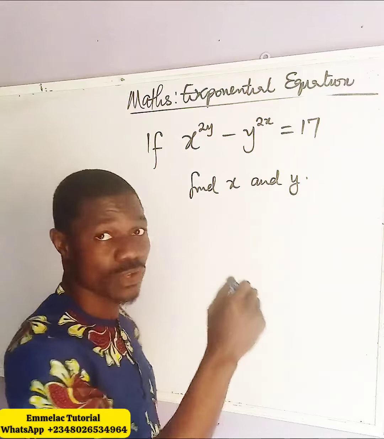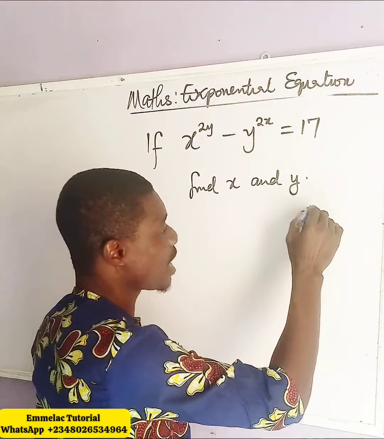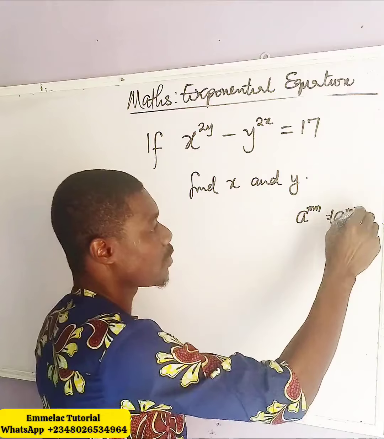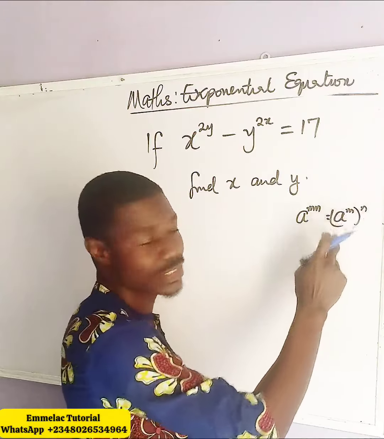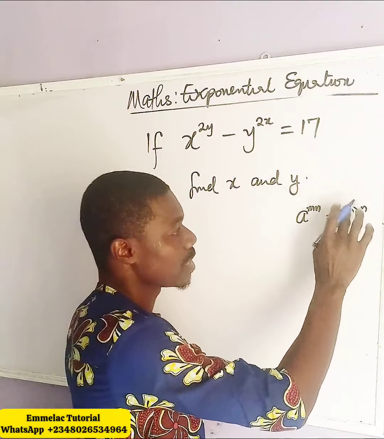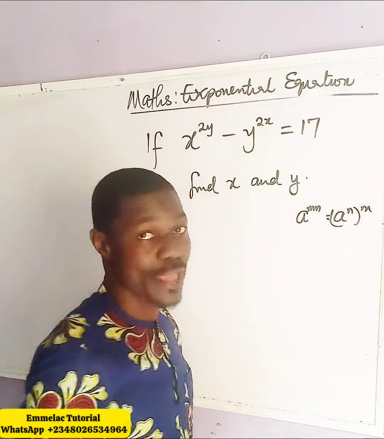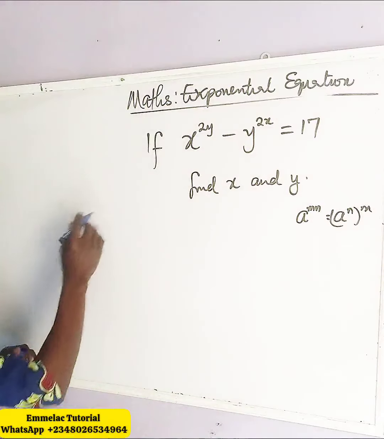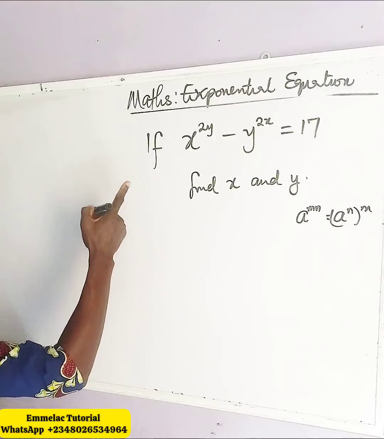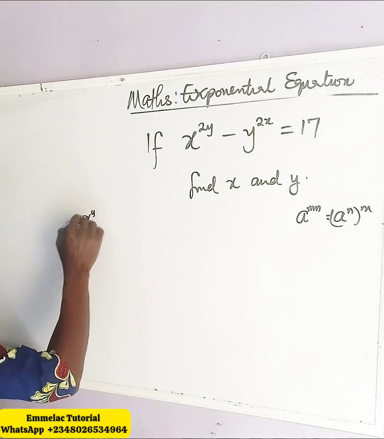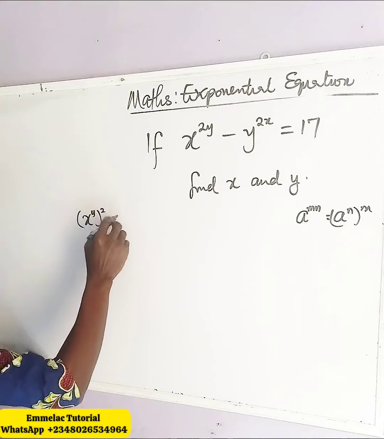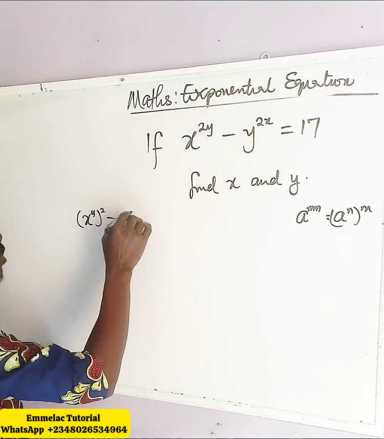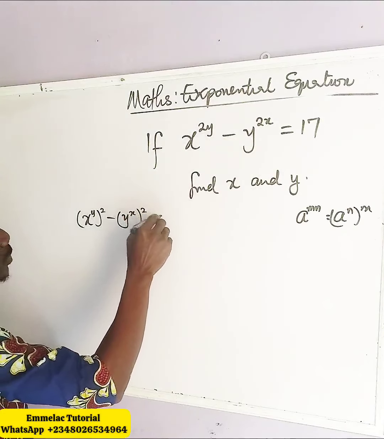Now, take note that according to the law of indices, if you have a raised to the power of mn, this can be written as a raised to the power of m, raised to the power of n. I can also swap this, making it n and this m. Okay, so I want to apply this rule here. So x raised to the power of 2y, I can write as y raised to the power of 2, then minus y here, then our 2s I can swap. Here you have x raised to the power of 2, then equals 17.